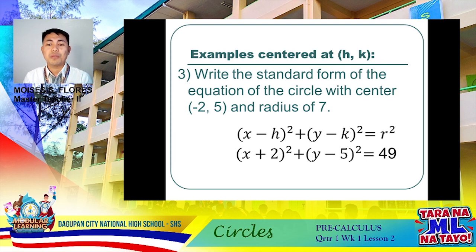The same goes for y, so (y minus 5) quantity squared. And of course, why is it 49? Because once you substitute r, which is 7, and square it, 7 squared is 49.